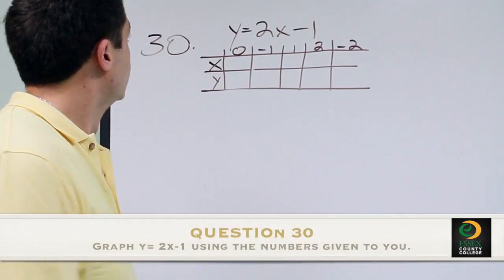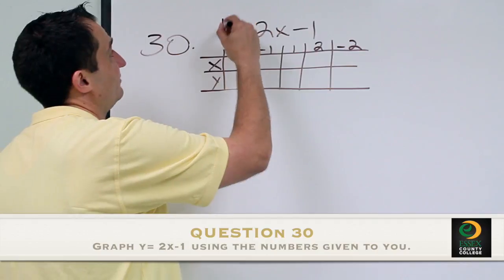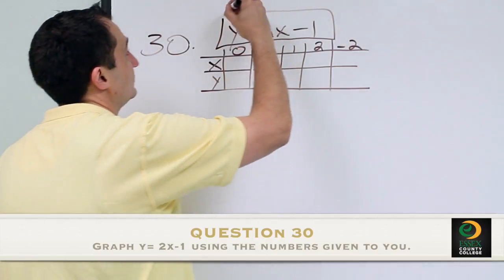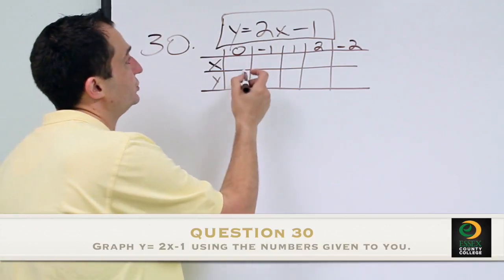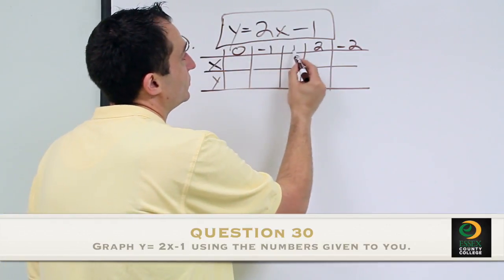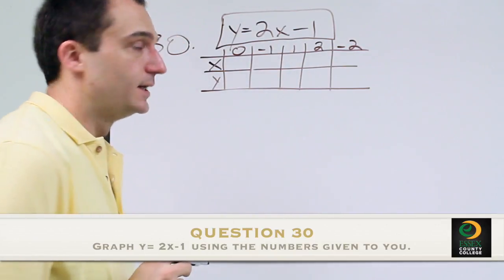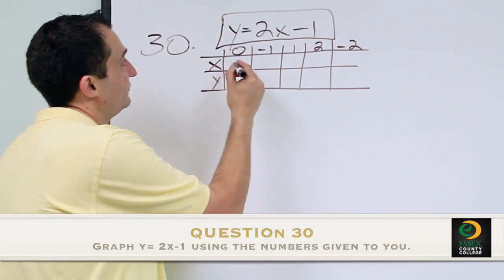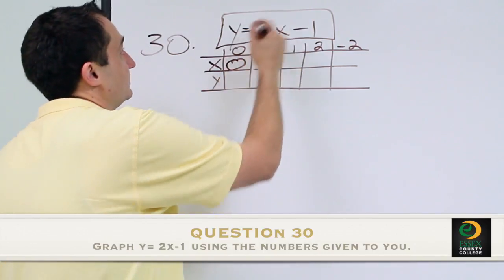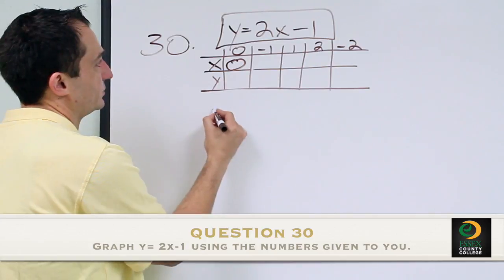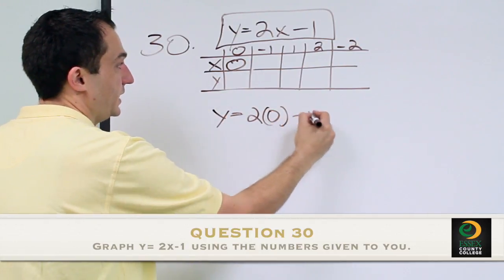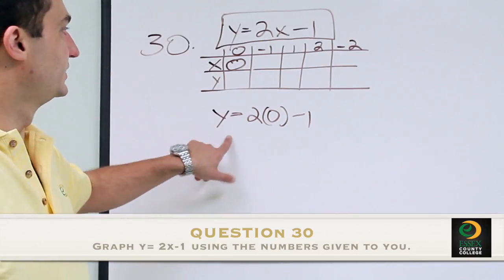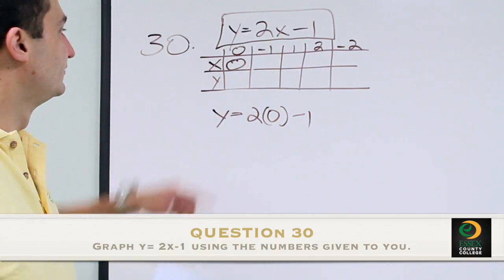Go ahead. Problem number 30 asks us to graph this line, y equals 2x minus 1. I'm going to choose these numbers: 0, -1, 1, 2, and -2. I'm going to put each of those numbers in for the x, substitute it into our equation. So we're going to have y equals 2 times 0 minus 1. Now what this is going to give me is the corresponding y value for the point.